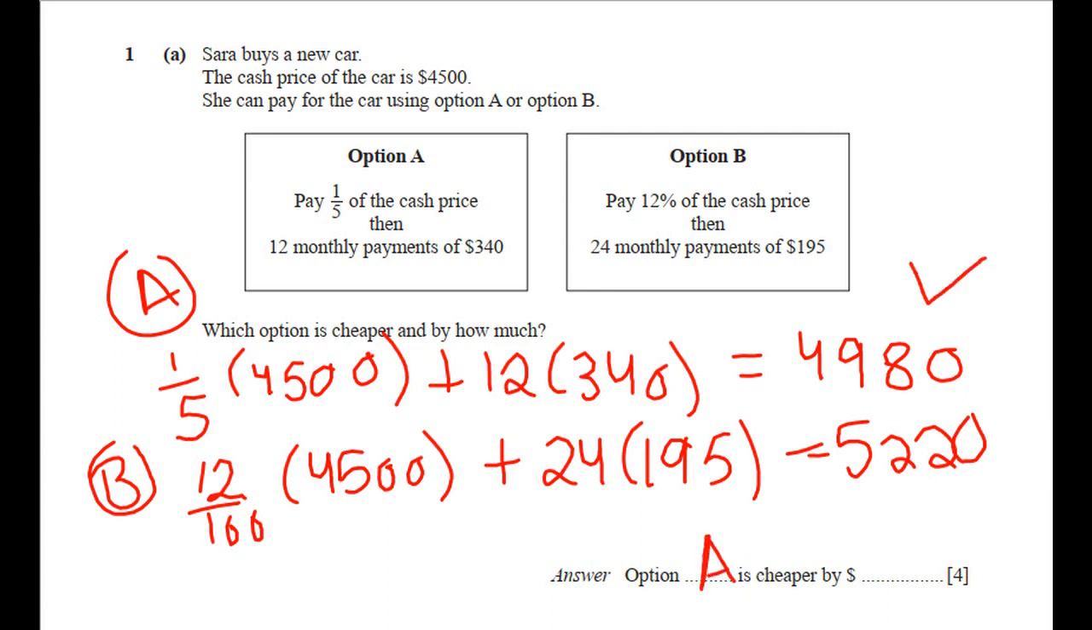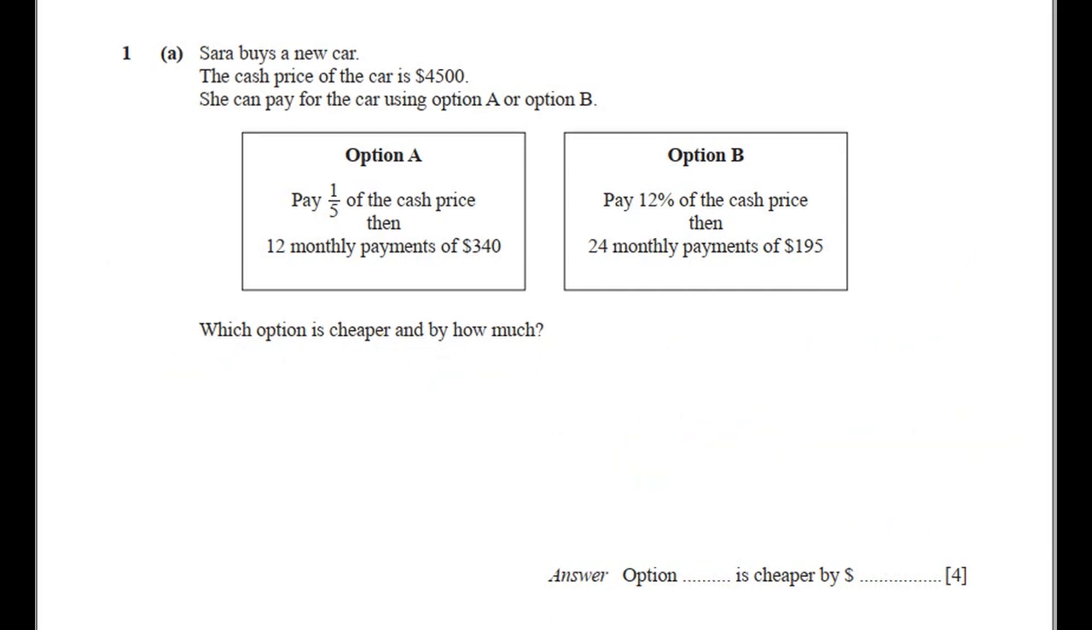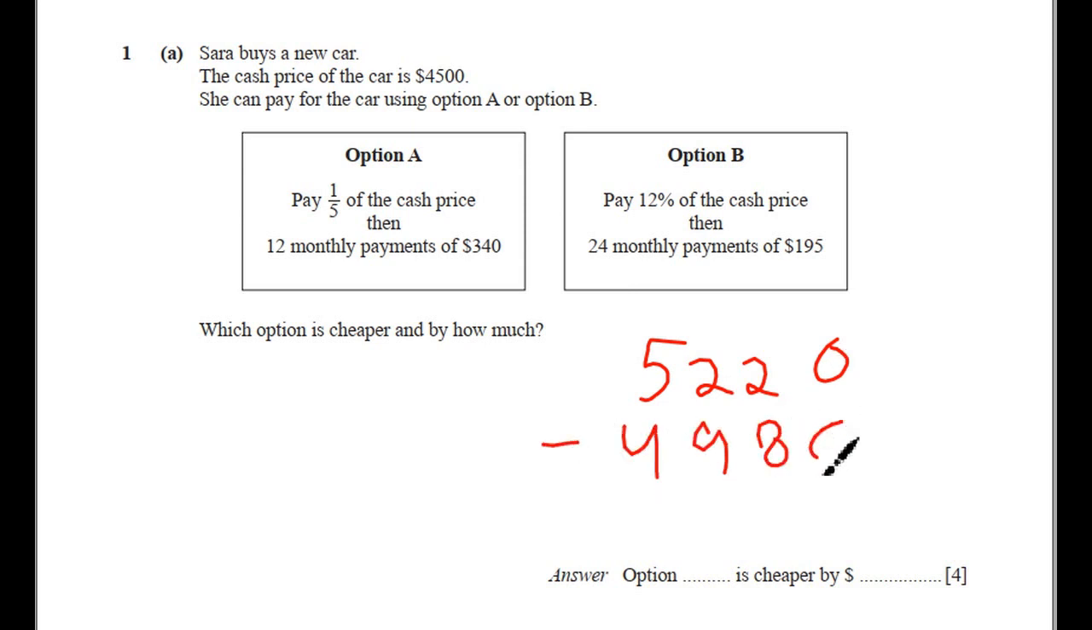And by how much? Subtract these two numbers, 5,220 minus 4,980, and we get 240. Correction. For the last part, it was 5,220 minus 4,980. So the answer here is 240.